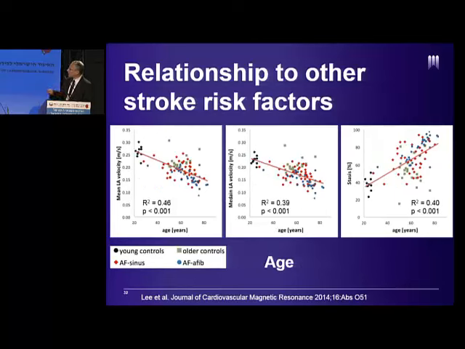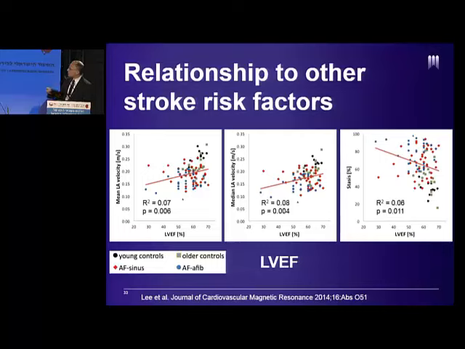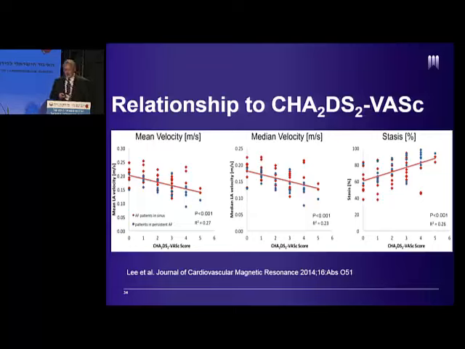If we look at age, there's actually a better correlation, but R squared is still only 0.46. If you look at ejection fraction, you have an expected direct relationship, but notice that the R squared is 0.07, so it's not a very tight predictor. And then finally, when we look at this relative to the CHADS-VASc score, there's also a significant relationship, but the R squared is only 0.27.